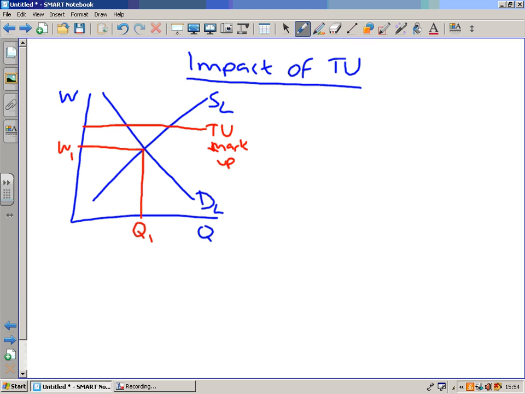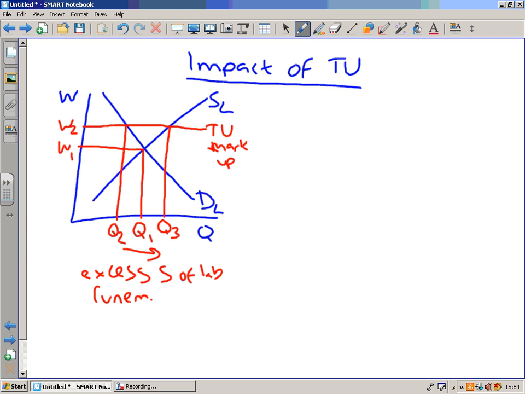Now, what this shows is that at W2, demand for labour will fall to Q2. That's because suddenly now Q2 to Q1 people are unprofitable. They're making a loss on those. At this wage rate though, Q3 people are willing and able to work. So we've got an excess supply of labour. In other words, we've got unemployment.